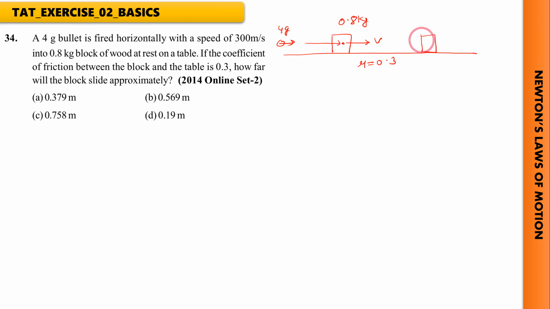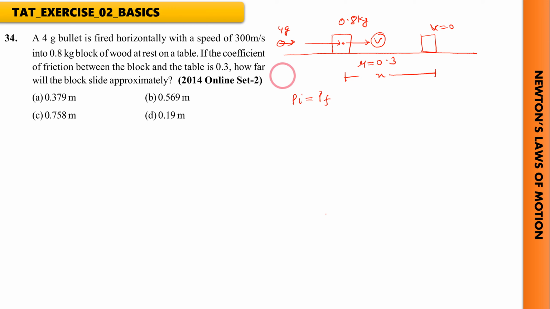So the question given is, how much is the displacement of the block? Okay, so our objective is to first find this v using conservation of linear momentum, and then we'll be using v square equals u square plus 2as.